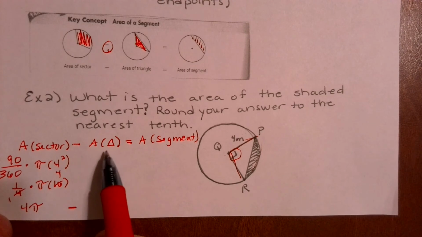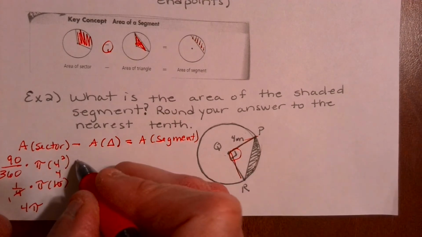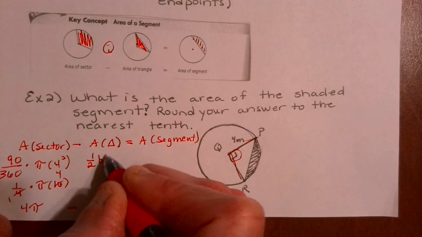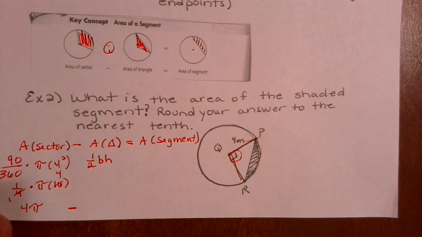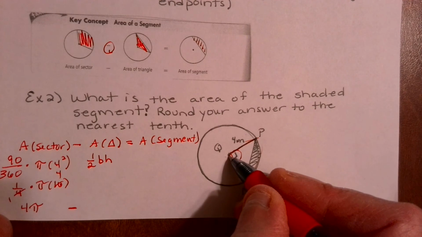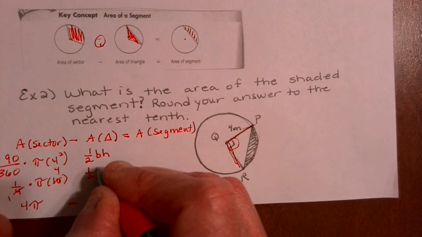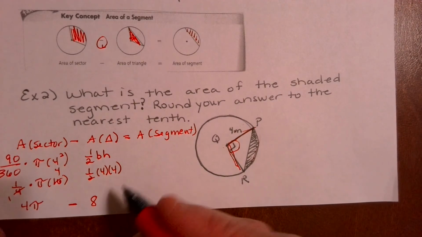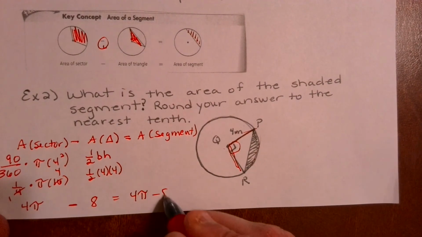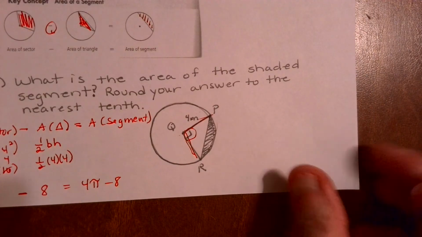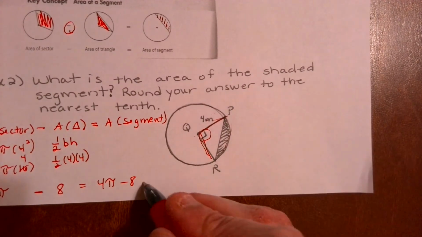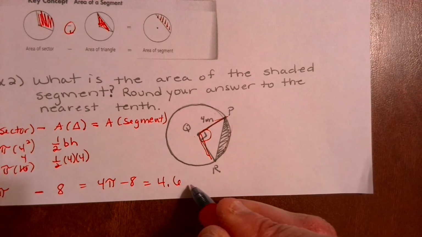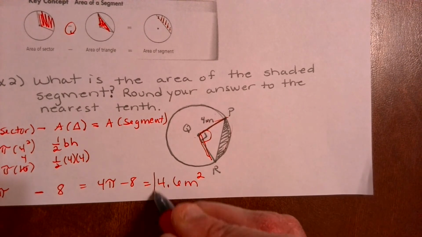Now we need to subtract the area of the triangle. So we are going to use our formula, 1/2 base times height for the triangle. The base and the height are both 4. And I end up with 1/2 of 16, which is 8. Does it say to leave in terms of pi? Oh, it does say to round. So we have 4 pi minus 8. So you would need to do 4 times pi minus 8, and you should check it with your own calculator. You get 4.6 meters. Again, it's area, so squared.